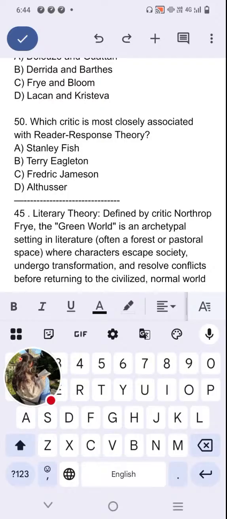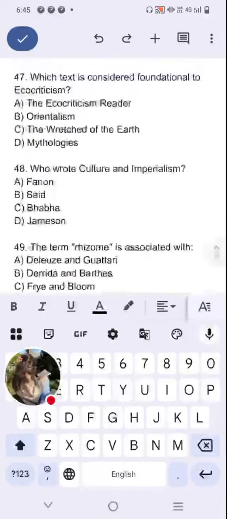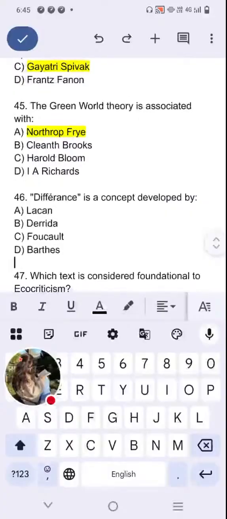So I hope you get the idea. If I am a character in a novel and I am living in a city area, I am frustrated by the city life, I am escaping the society, I'm going to a forest or a pastoral village or something, I gain a lot of character development, I resolve my own conflict, mostly inner conflict, and I come back to the civilized world. If that is the story, then it comes under the green world theory, and it was coined by Northrop Frye. So I hope you note this down.